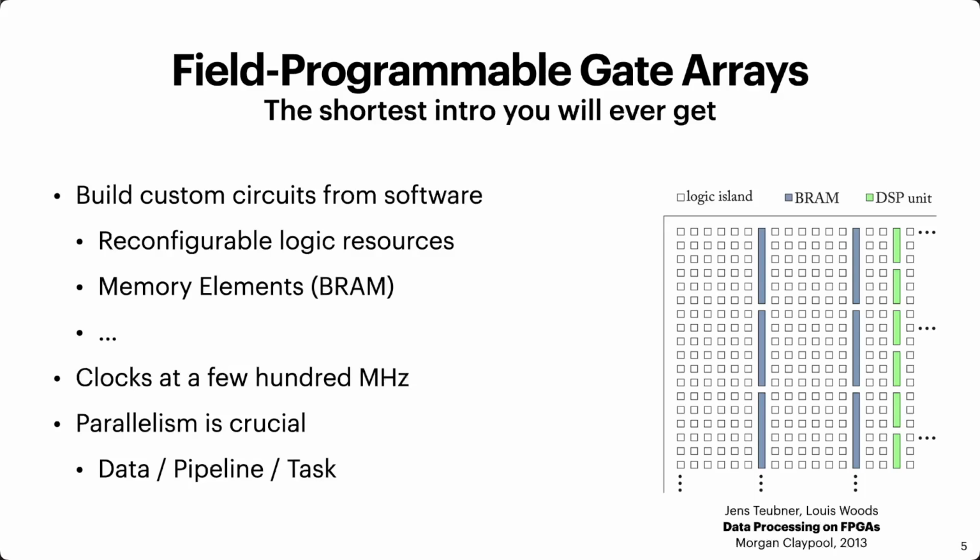Furthermore, it's important to note that this reconfigurability of FPGAs comes at a price. So custom circuits on FPGAs run at a much lower clock frequency, so typically a few hundred megahertz. That is much lower than, for example, the few gigahertz your regular old GPU or CPU provide to you. And to compete in terms of throughput, FPGA designs have to exploit parallelism to make up for that. And this parallelism can either be data, task, or pipeline parallelism. And usually it's a combination of all of them.